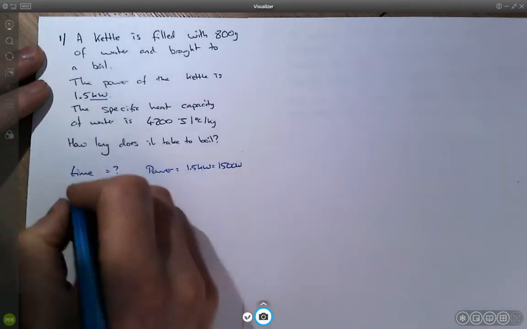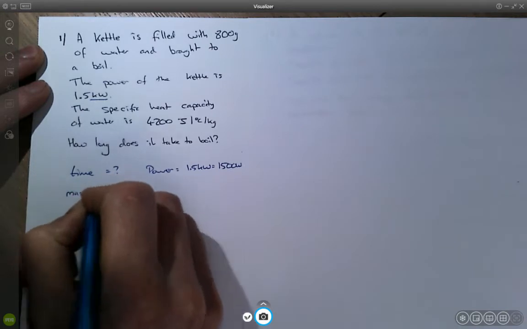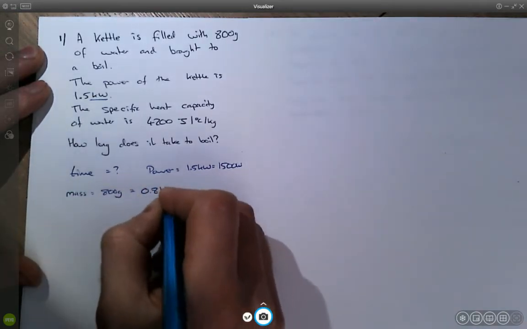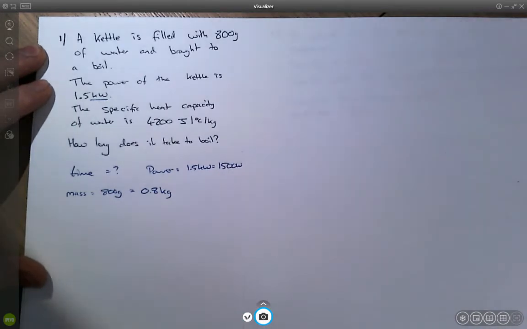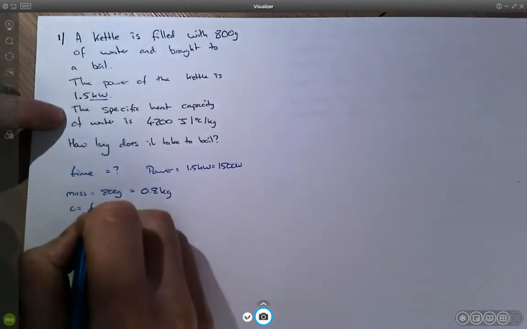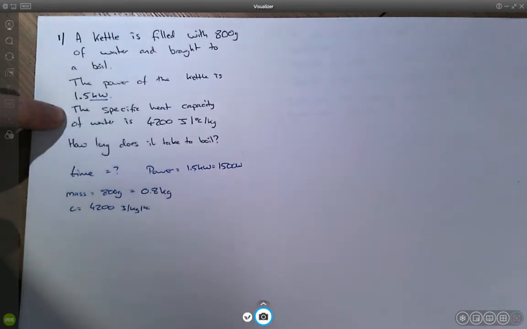We also have mass, which is 800 grams. And again, we don't want it in grams, we want it in kilograms. So a good idea to write it down, change it straight away. We also have heat capacity, which is 4,200 joules per kilogram per degree Celsius. So what are we going to do?